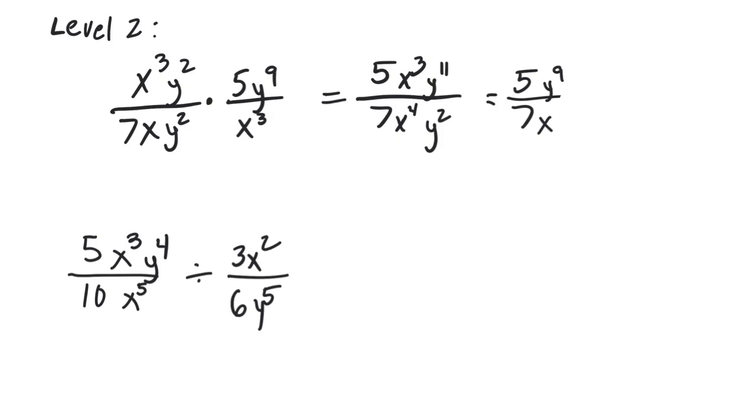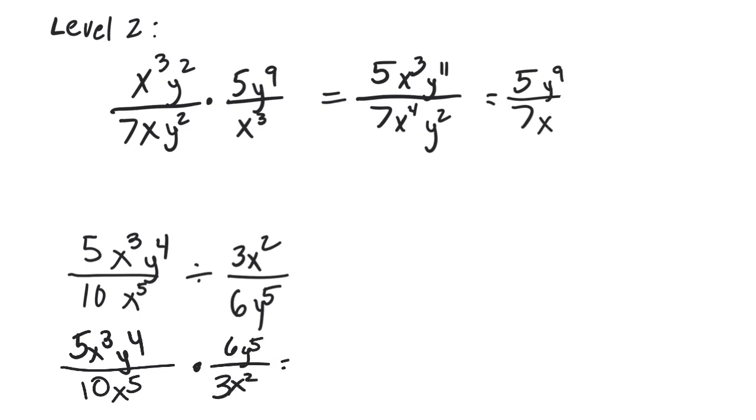Now at the bottom, you do the same thing, but you're going to want to flip this fraction and multiply. Since that's a divide, that's the easiest way to do a divide. You just flip this fraction and do a multiply instead. Okay, so let's go ahead and do that. And I'll just rewrite it below. I have 5x cubed y to the 4th over 10x to the 5th. And then now I'm going to multiply, and I'll have 6y to the 5th over 3x squared.